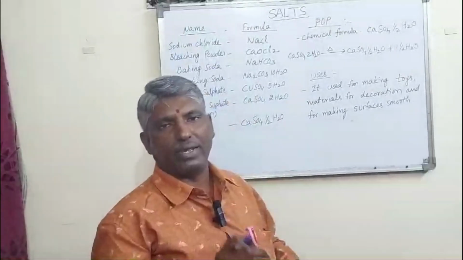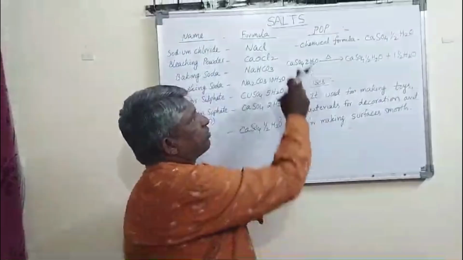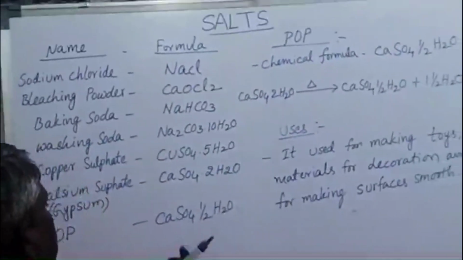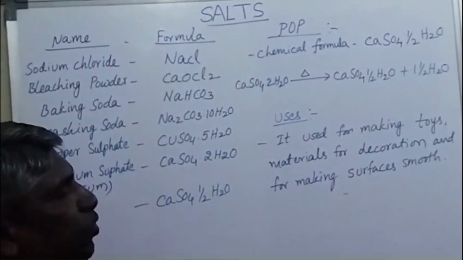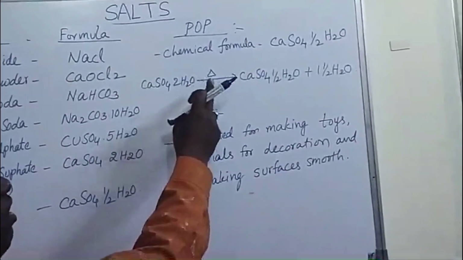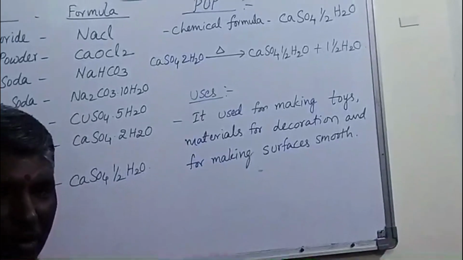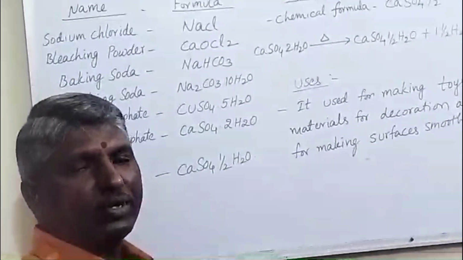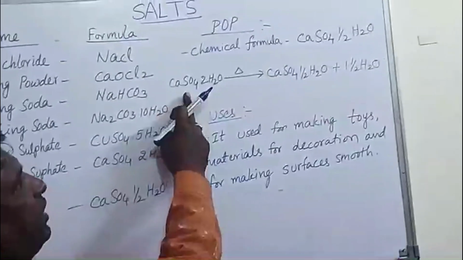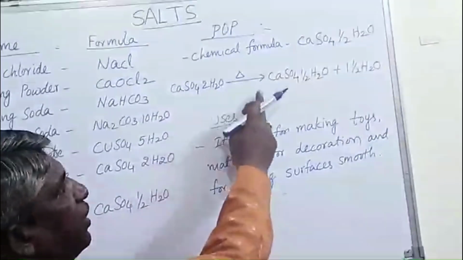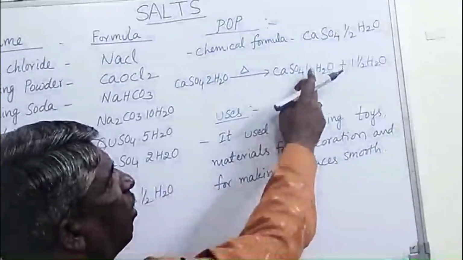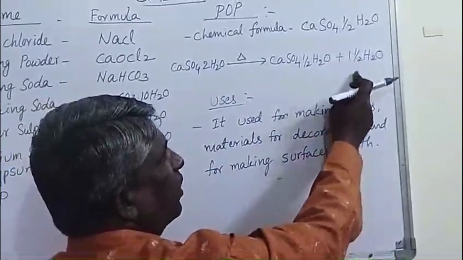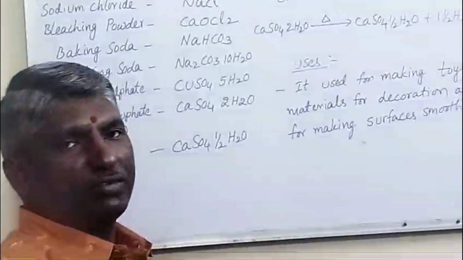Here, how is POP made? Simple identification: its chemical formula is CaSO4·½H2O. Gypsum is CaSO4·2H2O, as we already learned. When gypsum is heated, it decomposes and loses 1.5 water molecules, and then it is converted into POP. Therefore, CaSO4·2H2O gives rise to CaSO4·½H2O. This is called POP, after 1.5 water molecules are separated. This is the preparation of POP.